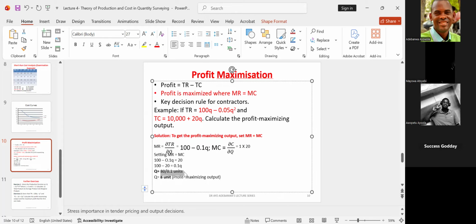Thank you. So that should have given you 800 units. So I'm correcting it, 800 units. So that is the profit maximizing output, 800 units.